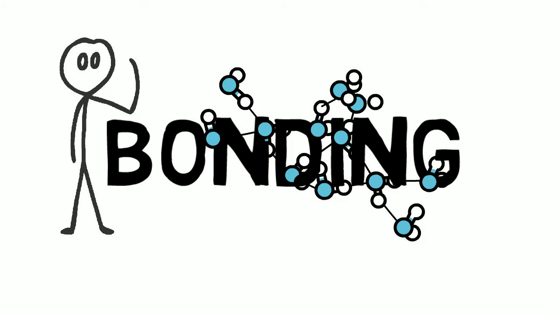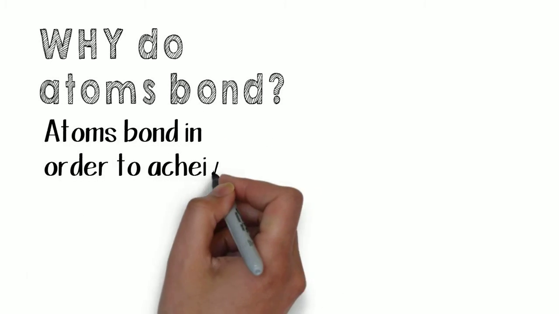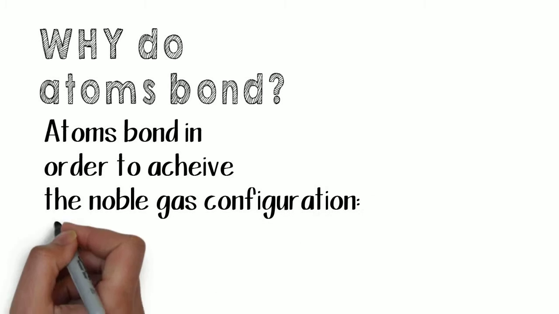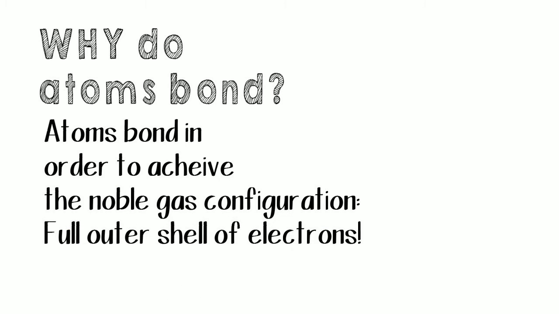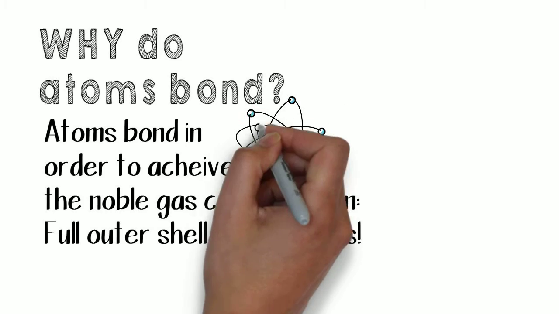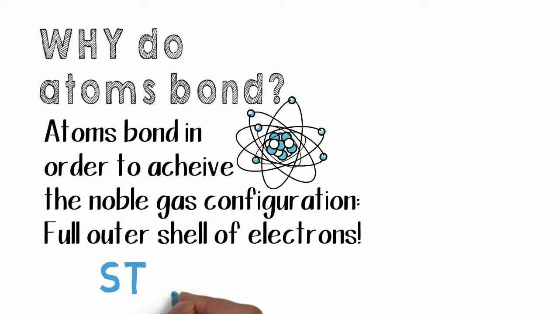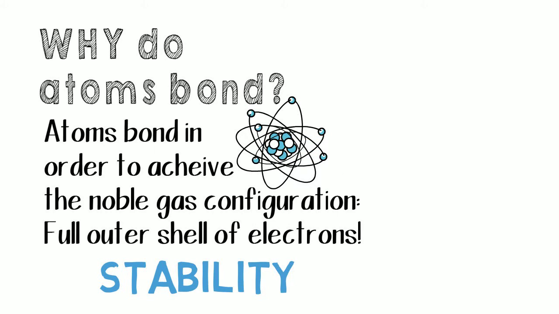In today's video, we're going to be talking about bonding. Before I start explaining bonding, there are some basic ideas we need to go over. Firstly, why do atoms bond? Atoms bond in order to achieve the noble gas configuration, which is a full outer shell of electrons. They do that because they want to achieve stability.